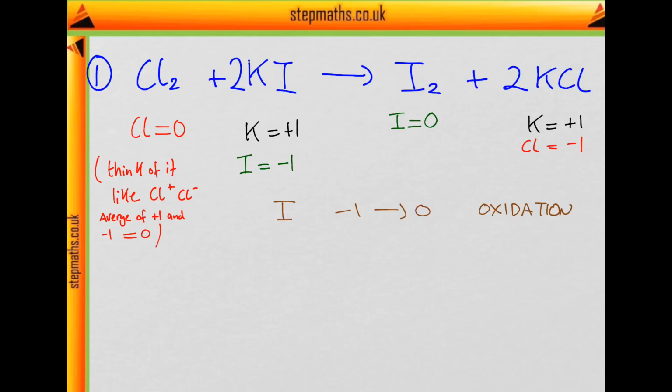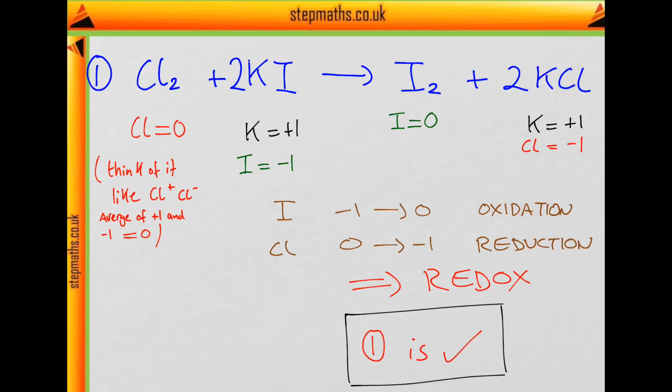So we can see here that the iodine goes from minus 1 to 0, which is an oxidation, and the chlorine goes from 0 to minus 1, which is a reduction. So this is a redox reaction, as both oxidation and reduction are happening. So equation 1 is correct.